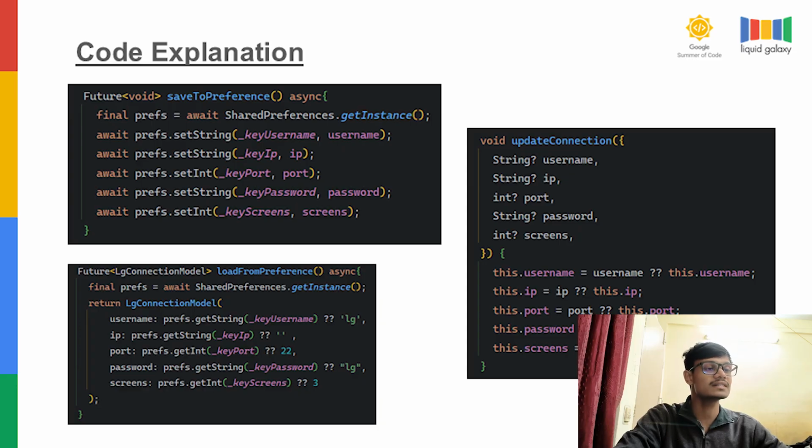This is the update connection function. This method allows updating only a specific field like IP or password without recreating the entire object. It is useful when new data comes from a QR scan.